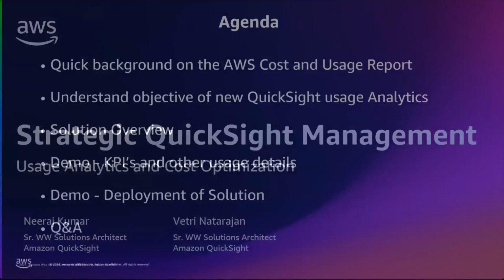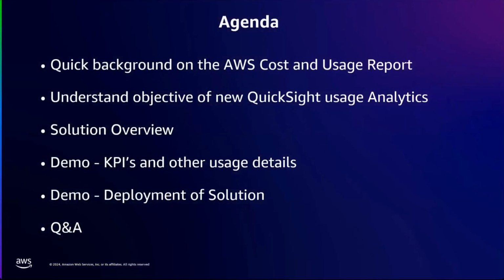So, moving on. For this session, it's important to understand the background on the AWS cost and usage report, as it is the key component that serves all usage patterns, and we'll talk about it briefly. Once we understand the AWS cost and usage, we'll go into the objectives of what we have built around QuickSight usage analytics. We will highlight the solutions that we have built and show you the architecture, and also all the building blocks, which can help you understand how this has been built.